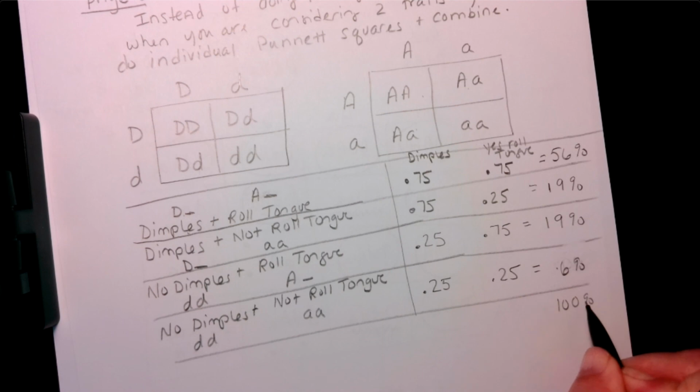All right. And that gives us 100% of the different alleles that can be present as far as this particular cross. All right. So now you learned how to do a dihybrid, a 2-trait, the long method and the short method. Great job, guys.